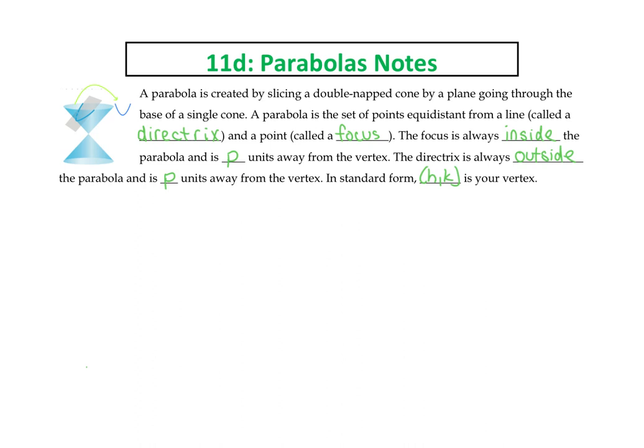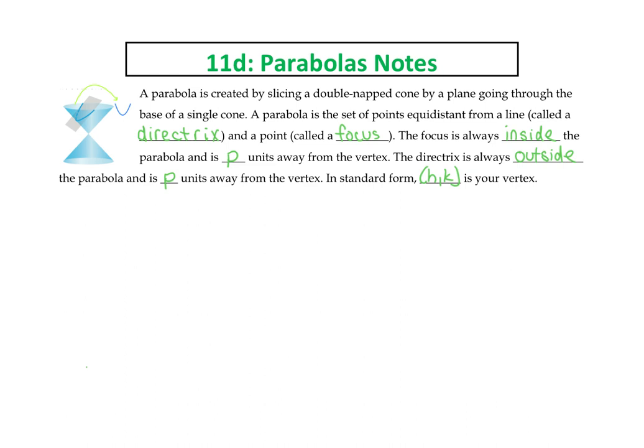Okay, now we're going to begin with our last conic section, parabolas. A parabola is created by slicing a double napped cone by a plane going through the base of a single cone. A parabola is a set of points equidistant from a line called the directrix and a point called a focus. Instead of foci, it's a single, so it's a focus.